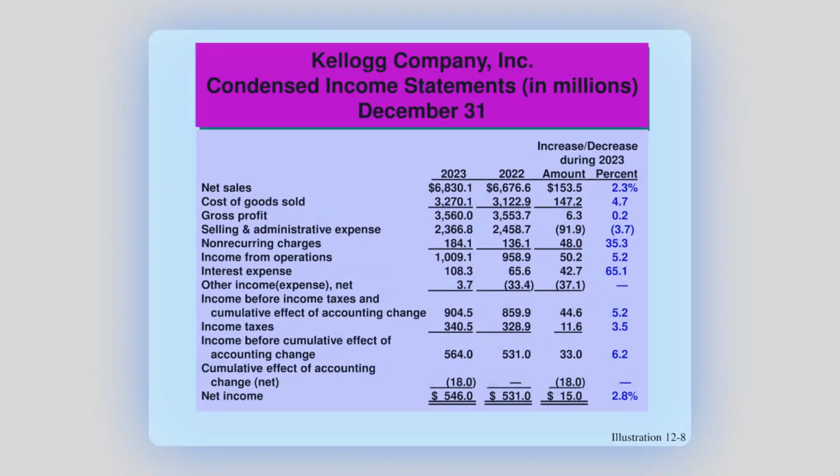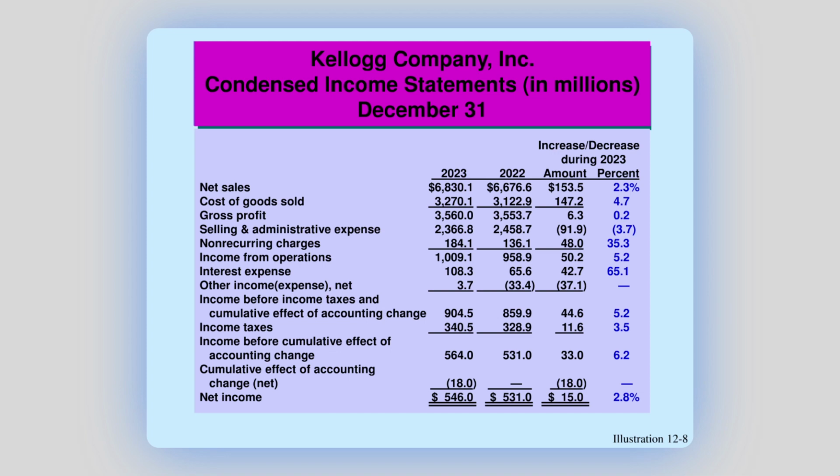Alright. Ganon din naman, no, in terms of our income statement. Okay? So, ganon din. Net sales, 6830.1 minus 6676.6. So, you have 153.5. Okay? Just divided by 6676.6. So, you have the 2.3%. No? Same also with our cost of goods sold. The 3270.1 minus 3122.9. So, you have 147.2. Just divide it by the 3122.9. And we have the 4.7.